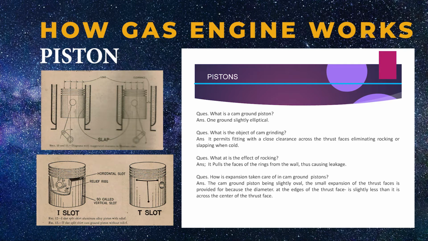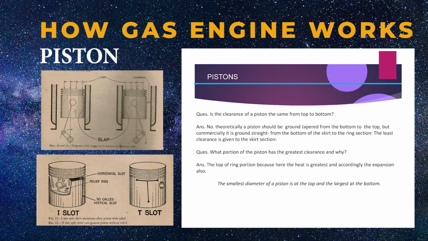Question. How is expansion taken care of in cam ground pistons? Answer. The cam ground piston being slightly oval, the small expansion of the thrust faces is provided for because the diameter at the edges of the thrust face is slightly less than it is across the center of the thrust face.